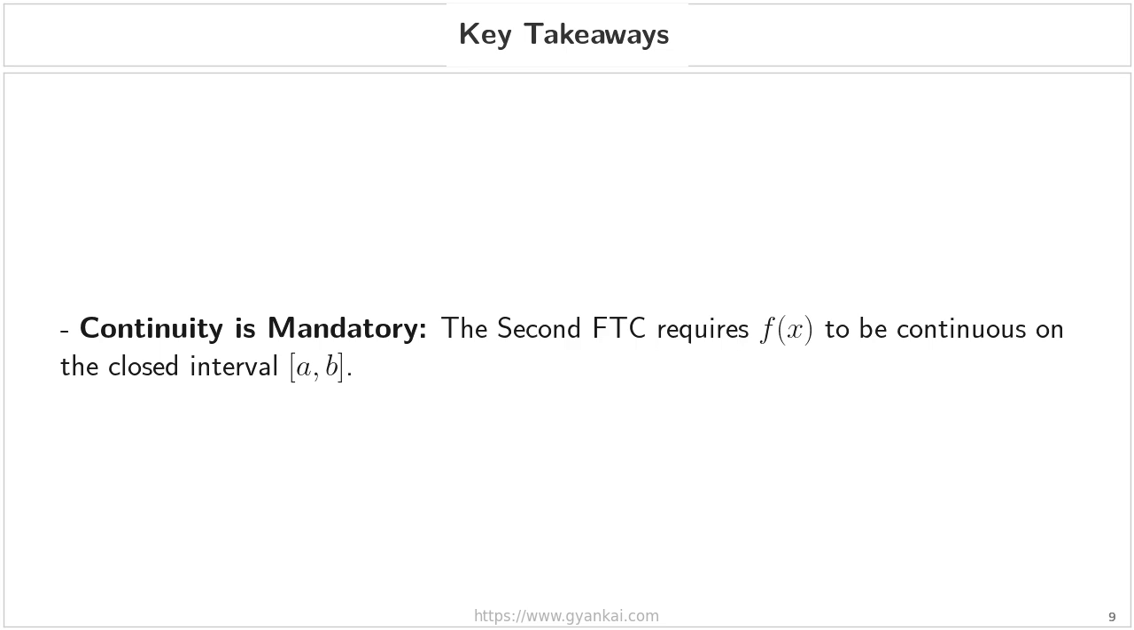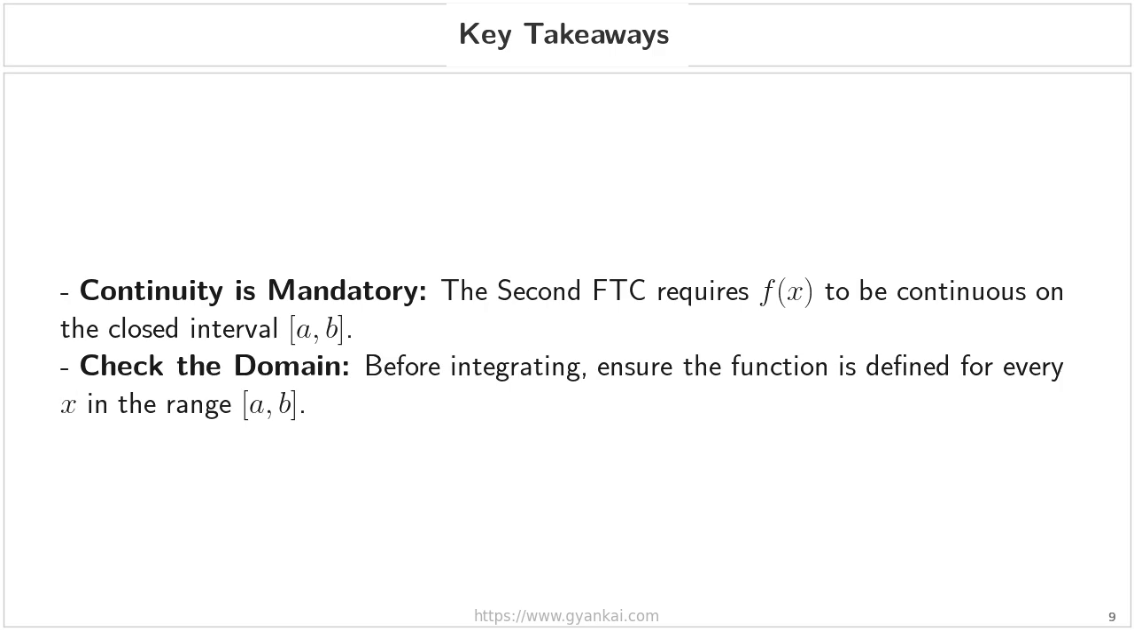The closed interval a, b means we include both the endpoints a and b in our consideration. No gaps, no jumps, no vertical asymptotes are allowed within that interval. If there is a break in the graph, the theorem simply doesn't hold. Next, check the domain. Before integrating, ensure the function is defined for every x in the range a, b. This is closely related to continuity, but it's a separate check.